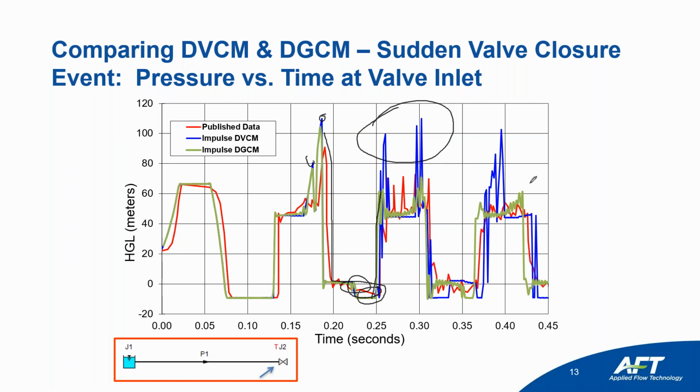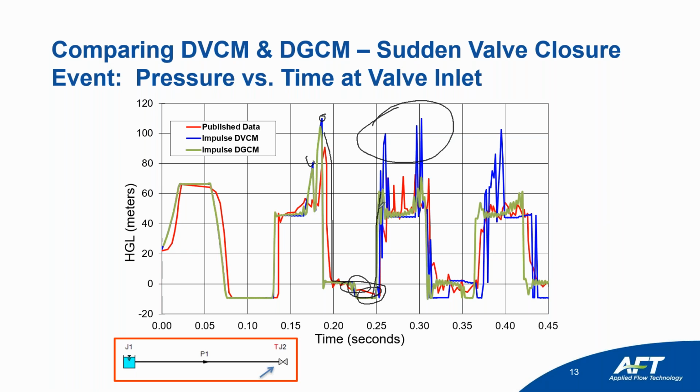And so this is why, when we're providing guidance on how to evaluate cavitation, it's the first one or two pressure spikes, maybe three, that are going to be the most reliable when you start cavitating, especially with the DVCM.